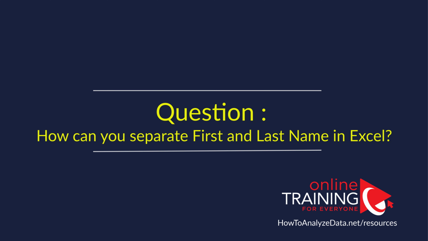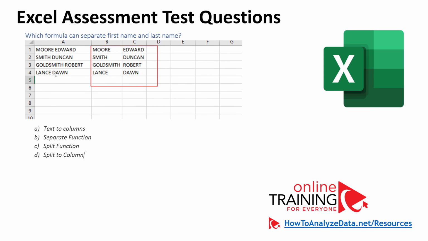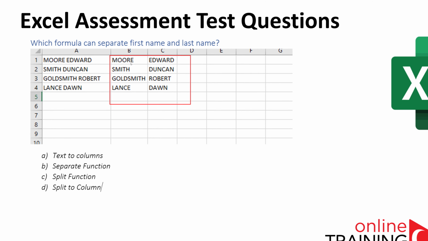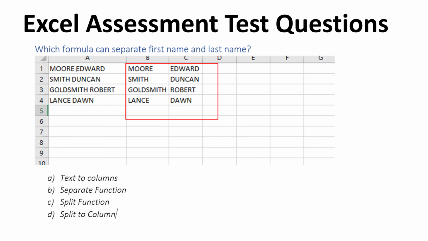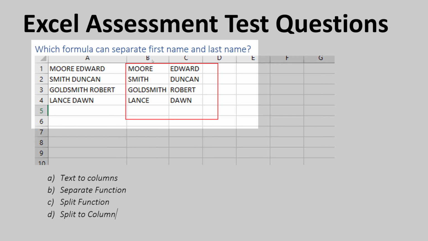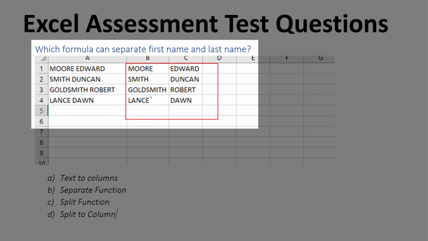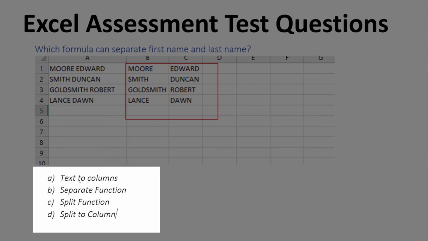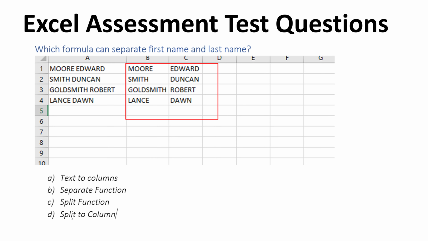A lot of times when you work with data from another source, you may need to separate the data into separate columns. For example, here we see a combination of first and last name in column A, but in columns B and C, you see these values as separate values. So how would you do it? Which Excel function would you use? You're presented with 4 different choices: Text to Columns, Separate function, Split function, and Split to Column. Which one would you choose?